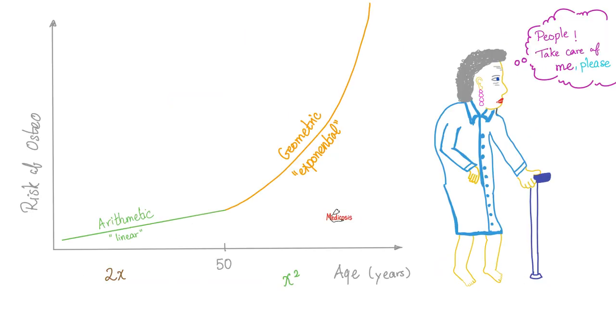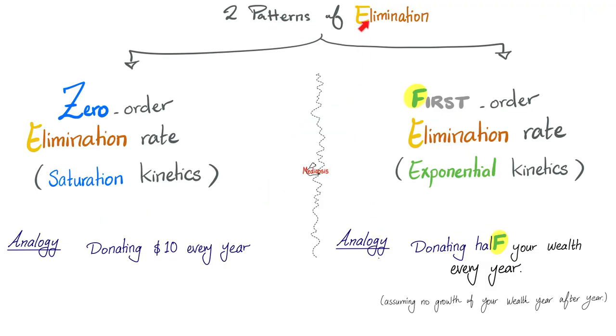Hey medicoses, do we see the exponential growth in medicine? Sure. Your risk of osteoarthritis starts as linear when you are young and tender. But after this, it gets exponentially bad. The risk of getting osteoarthritis as you hit 80 or 90 is super high. So elimination is either zero order or first order.